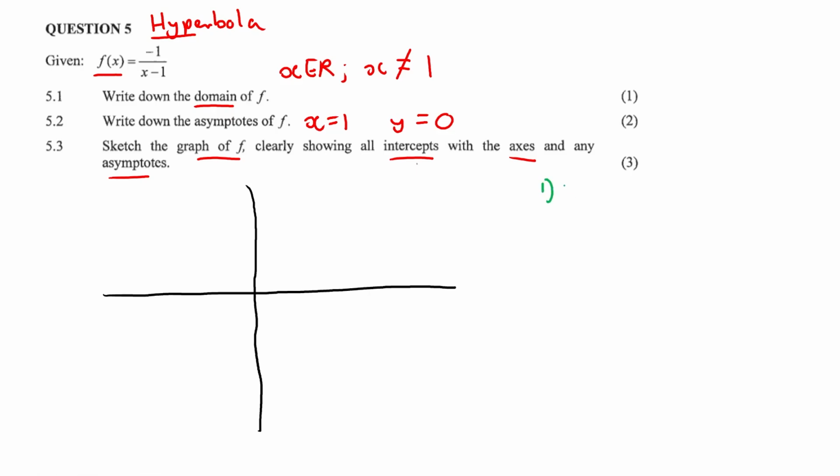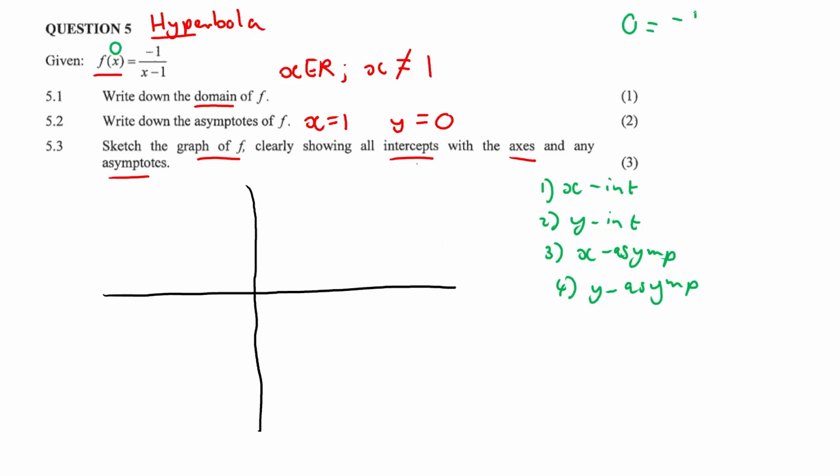So just quickly, we need our x-intercept, our y-intercept, our x-asymptote, and our y-asymptote. To get our x-intercept, we let y equal 0. So 0 equals minus 1 over x minus 1. And you see we immediately have a problem here. If we multiply both sides to get rid of this x minus 1, we'll just have 0 equals minus 1. So, in other words, there is no x-intercept. Nothing. Nada.